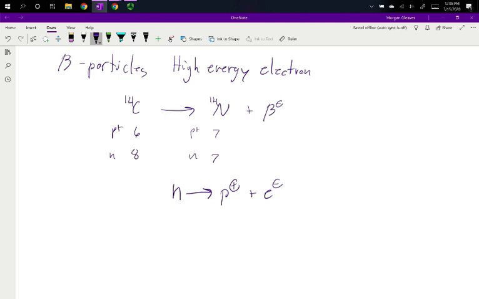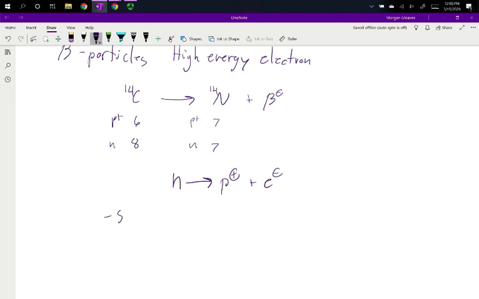And so these are moving at a good fraction of the speed of light. These are small, fast, and they travel deep. Beta radiation is middle danger, or middle risk.